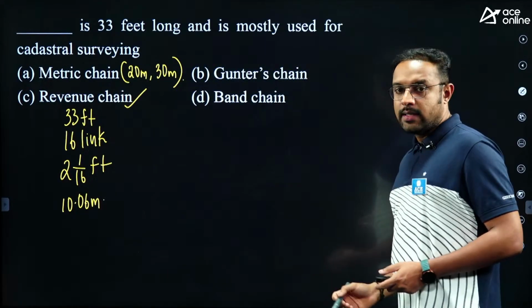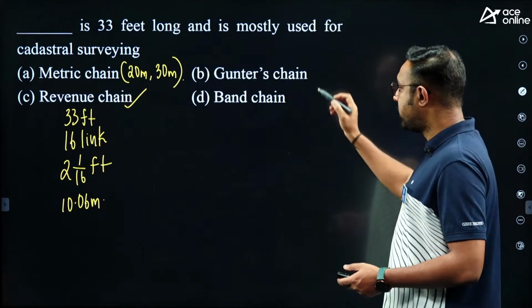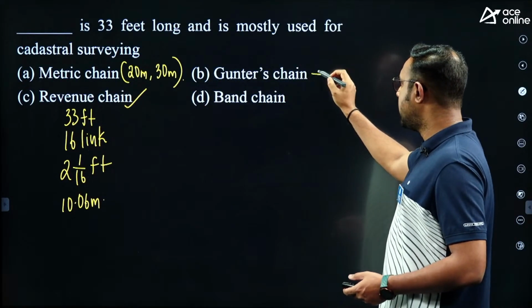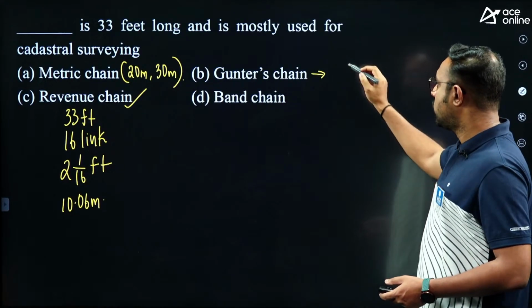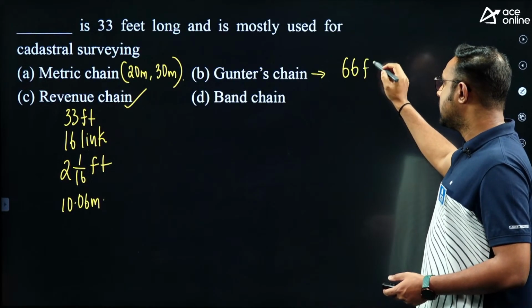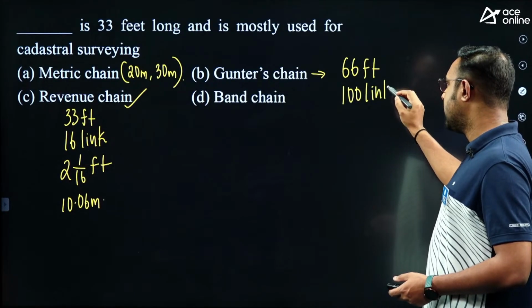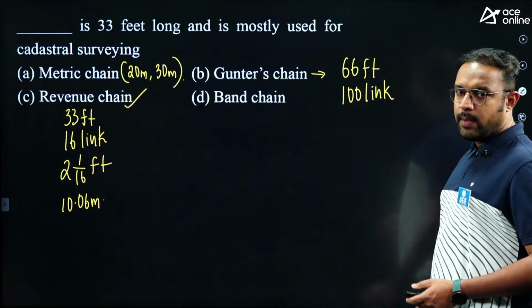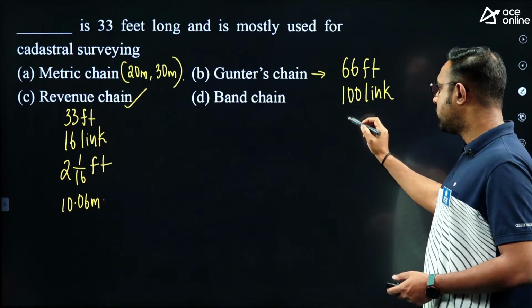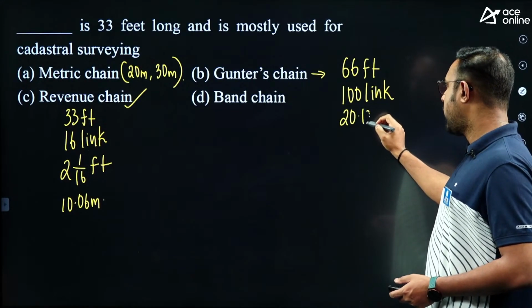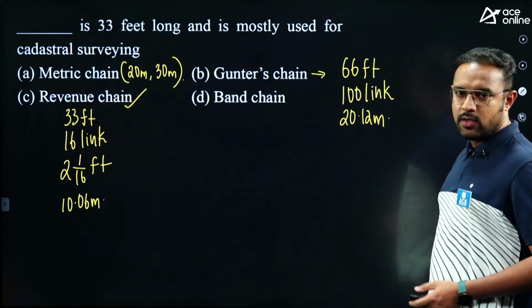The next chain is known as Gunter's chain, also known as surveyor's chain. This particular chain is twice the revenue chain. So the length in feet is 66 feet. But please remember, it has 100 links, meaning every link will be 0.66 feet. If you convert this into meters, it will be twice that: 20.12 meters long. That is our Gunter's chain.